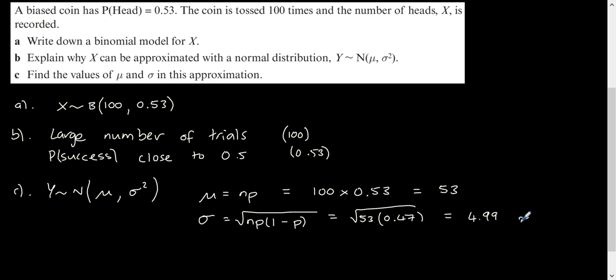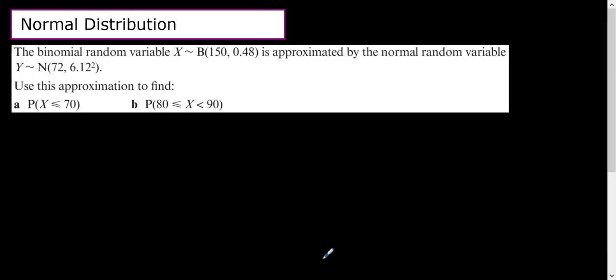is approximately 5. So the distribution becomes N(μ = 53, σ² = 5²). So that means that we can now use this distribution to complete our calculations. Now that's the first thing that we've got to do.